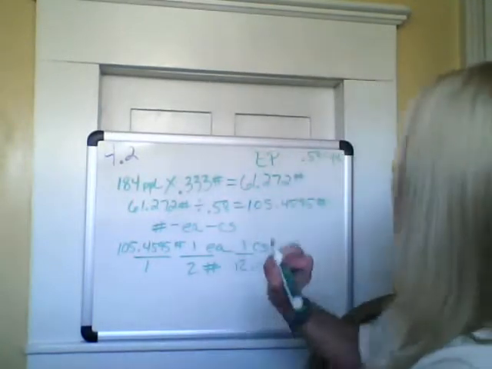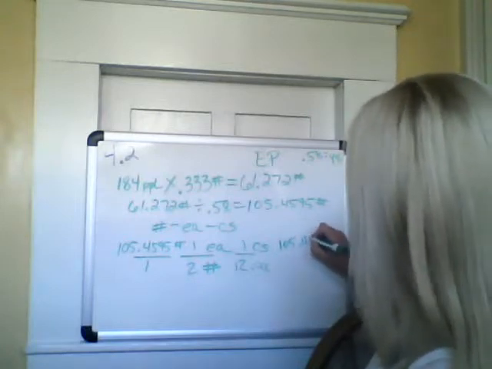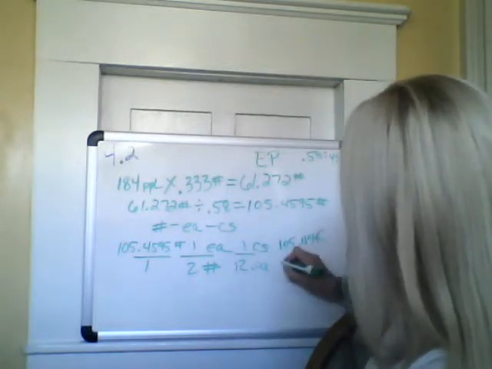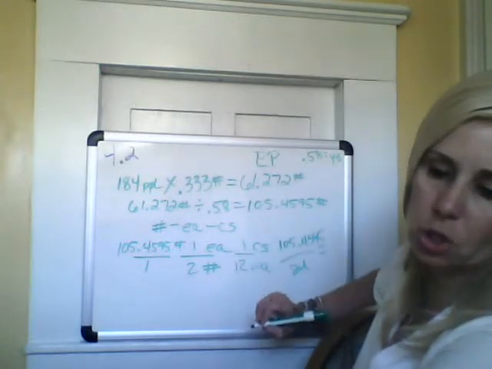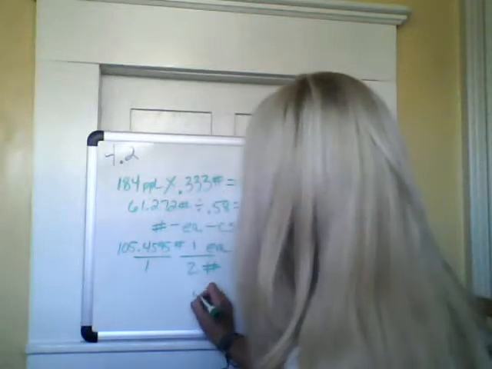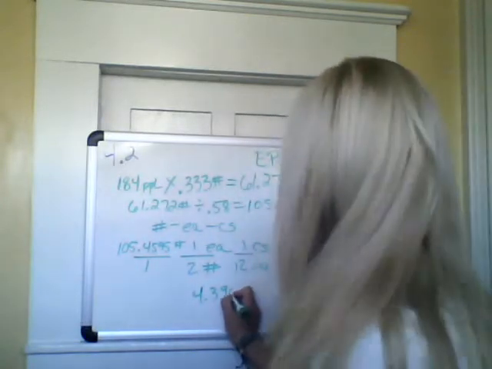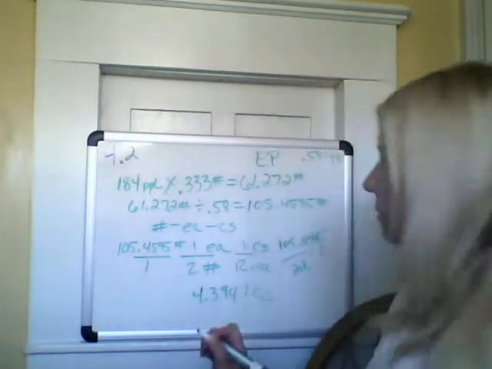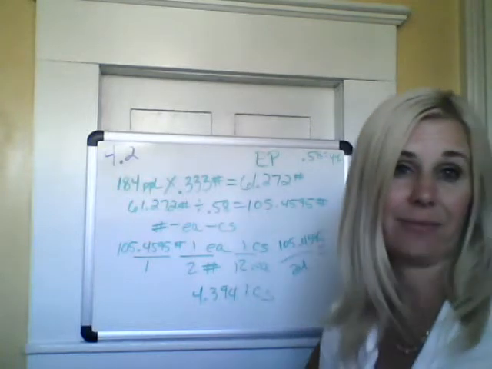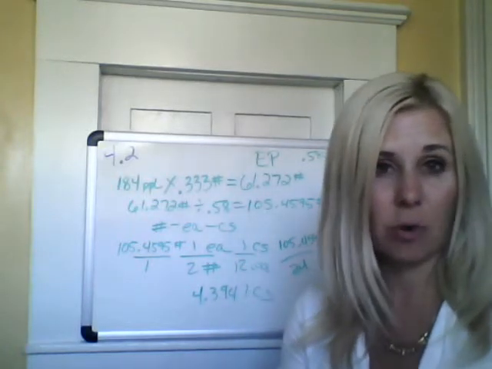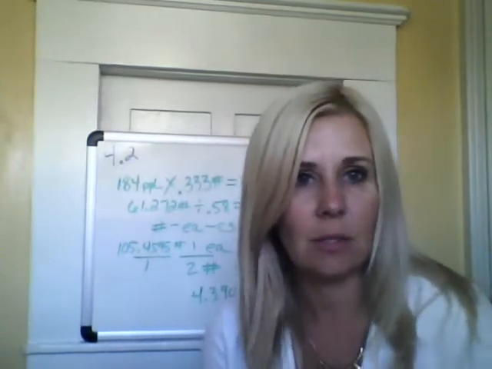So if we multiply across the top, we get 105.4595 divided by 24. Our final solution should be 4.3941 cases. And then if you rounded, you would probably need to order 5. And when we get to section 4.4, we'll do grocery lists, and then you'll really begin to start rounding.